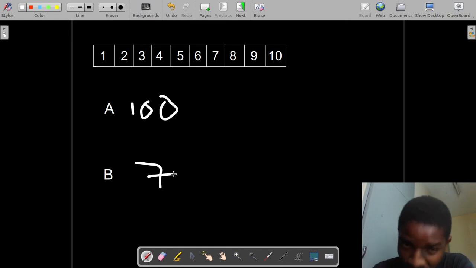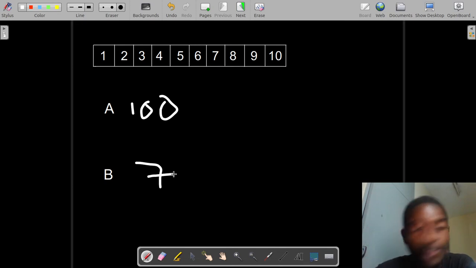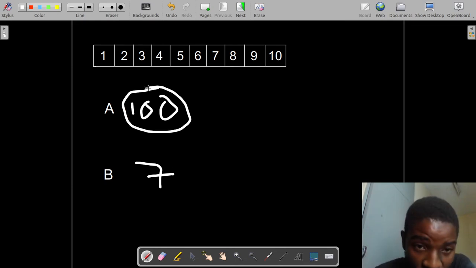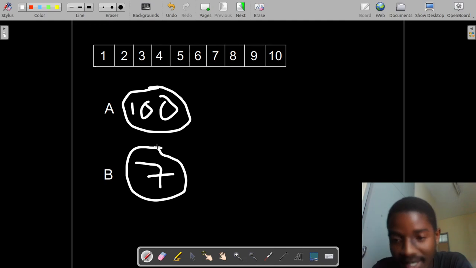So who is the clear winner here? Player B's strategy leaves A in the dust. Let's pretend the number of tries is the number of seconds it takes to complete a job. That means player A is taking 100 seconds to complete this job, but player B is taking only 7 seconds. Whew, what a massive difference.